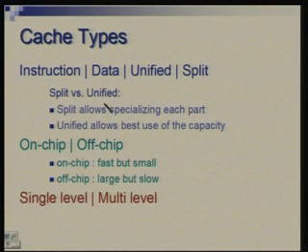Typically, in multi-level caches, the first level is invariably split cache, and the second level is most often a unified cache. Then you can talk of on-chip cache or off-chip cache, where cache is integrated with the processor on the same chip. Once you integrate, you are constrained by the chip area of the processor and the size, but the advantage is speed. So on-chip cache is typically fast but small, while off-chip cache can be larger but relatively slower.